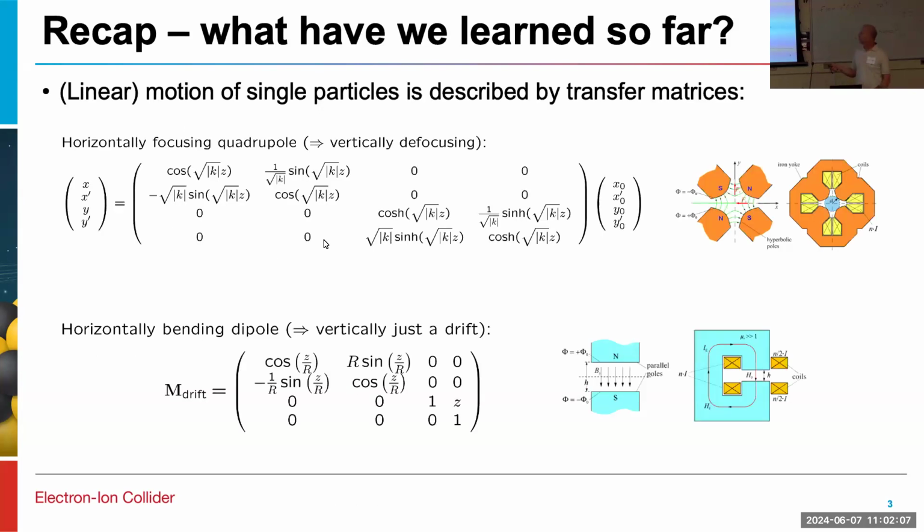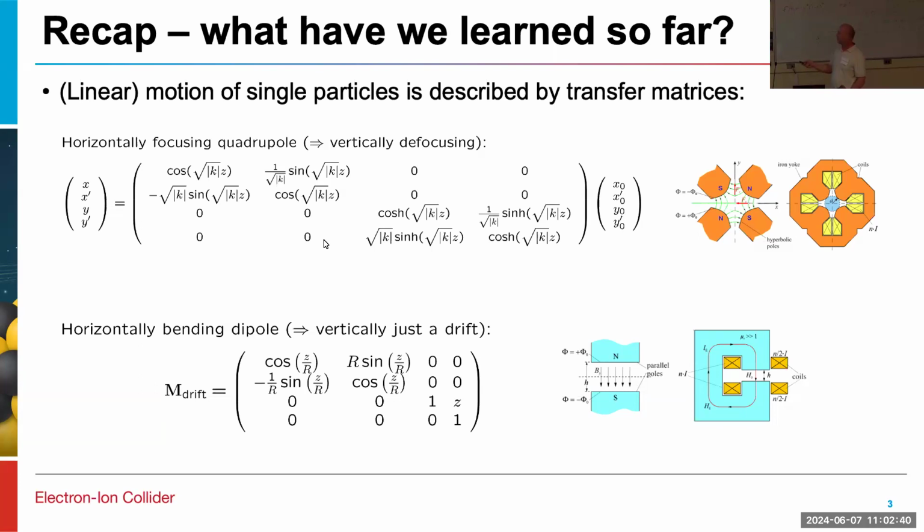Okay, so I hope you have learned this so far, that linear motion of particles in accelerators is described by transfer matrices. It's linear, so obviously you remember there was something like linear algebra in first or second semester, and that's a linear transformation. That's why linear motion of particles you can describe by matrices. And this is here just an example of the matrix for a quadrupole.